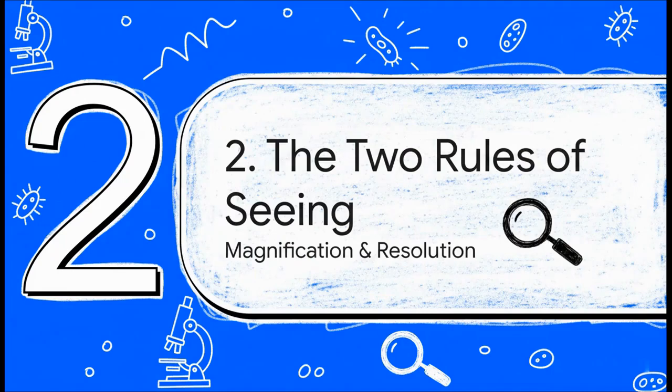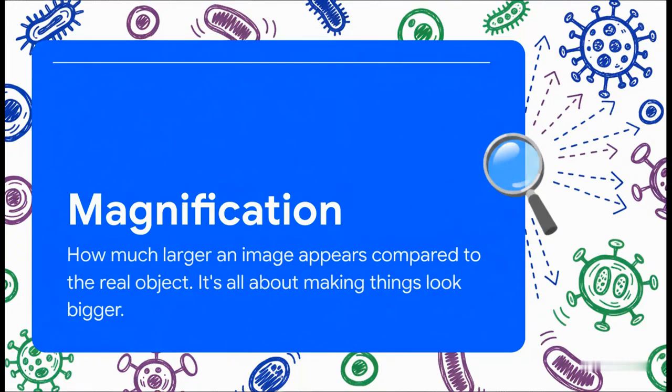All right, section 2, the two rules of seeing. Now, to really get how a microscope works, you've got to understand its two most important features. You can kind of think of them as the vital specs that define just how powerful it is: magnification and resolution. Okay, first up, magnification. This one is pretty much exactly what it sounds like. It's just the measure of how much bigger the microscope makes something look compared to its actual size. So if the magnification is, say, times 100, it just means the image you're seeing is 100 times bigger than the real thing. It's as simple as that.